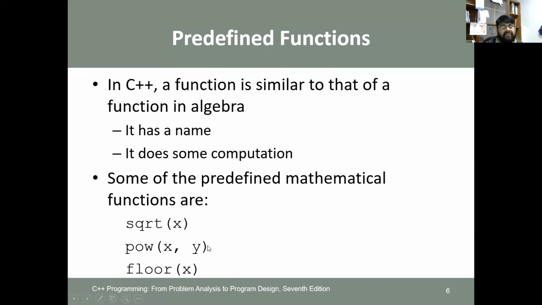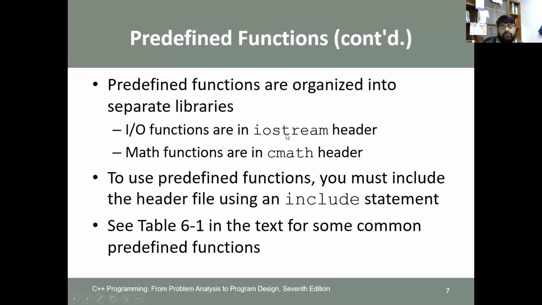These are all predefined functions that are present in some header files. You just need to include the header file. For example, for these three, you need to include the cmath library, or cmath header file, and it works absolutely fine. Typically, predefined functions are organized into separate libraries. For example, if you want to use some of the IO functions, you'll be including the iostream header. If you want to use the math functions, they are available in the cmath header. And we have seen other examples of them as well.